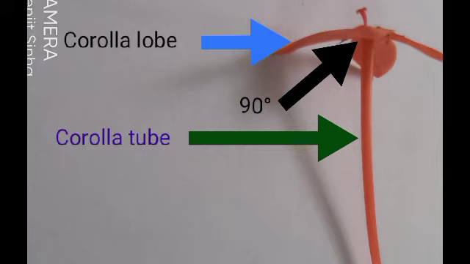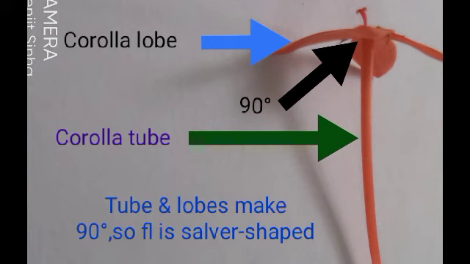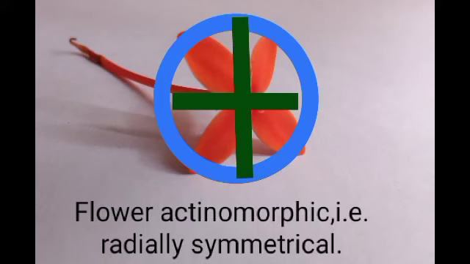Now we have to see the angle between the corolla lobe and corolla tube. It is 90 degrees. Tube and lobes make 90 degrees. So the flower is salver shaped. Regarding symmetry, the flower is actinomorphic, that is, radially symmetrical.